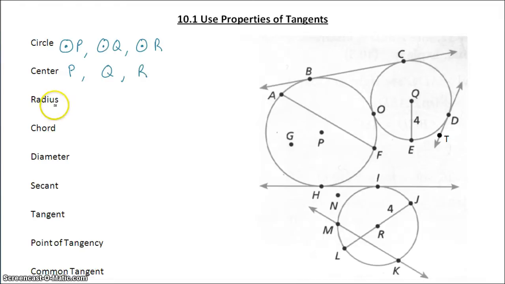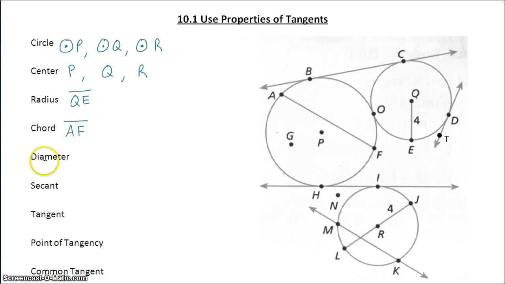The radius of a circle is a line segment that connects the center of a circle to the point on the circle. So segment QE is a radius. The notation for a radius is the notation for a line segment. A chord is a line segment that connects 2 points on the circle. So if I look, AF is a chord. The notation for a chord is going to be a line segment.